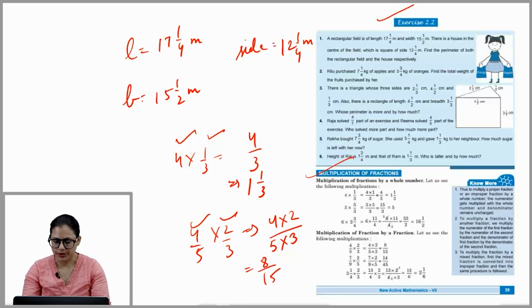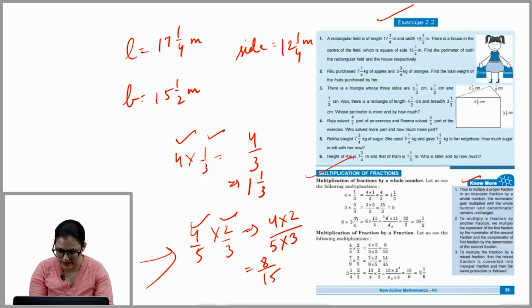Okay, note number 1: to multiply a proper fraction or an improper fraction by a whole number, the numerator gets multiplied with the whole number and the denominator remains unchanged. Number 2, to multiply a fraction by another fraction, we multiply the numerator of the first fraction by the numerator of the second fraction and the denominator of the first fraction by the denominator of the second fraction, as we did in this case. And number 3, to multiply a fraction by a mixed fraction, first the mixed fraction is converted into an improper fraction and then the same procedure is followed.